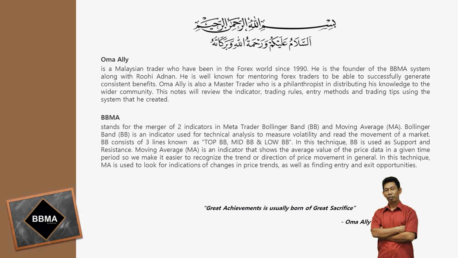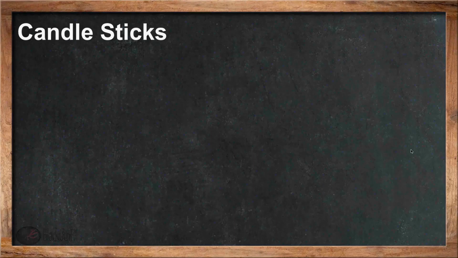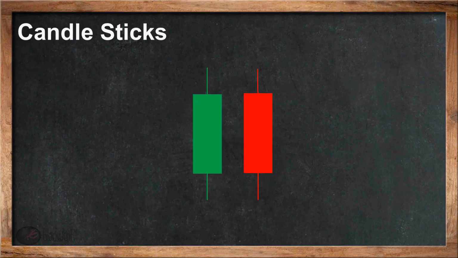BBMA stands for the use of two indicators, which is Bollinger Bands and moving average. As the founder said, the Bollinger Band is used as support and resistance, and the moving averages is to detect the trend. That's what it works for. So we're going to go straight to candlestick formation. I know it's very basic.